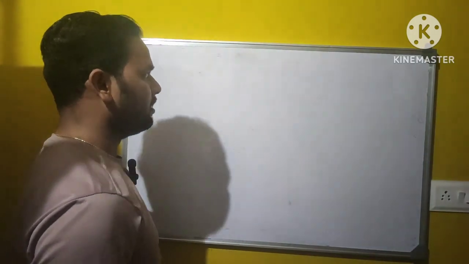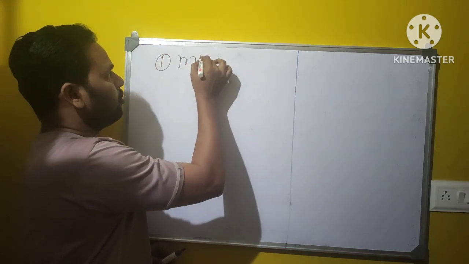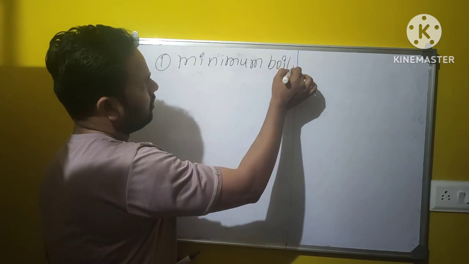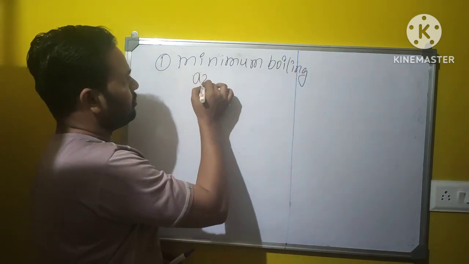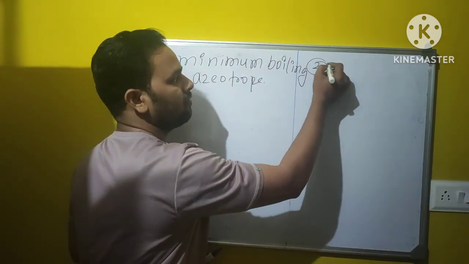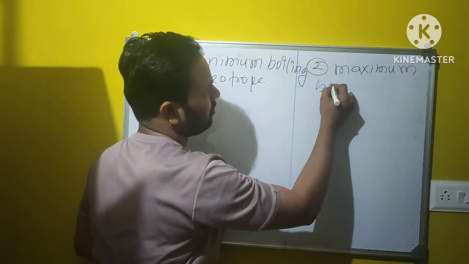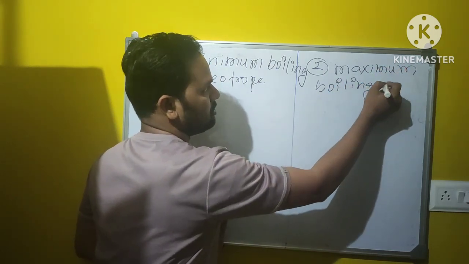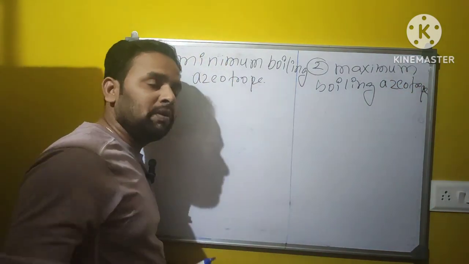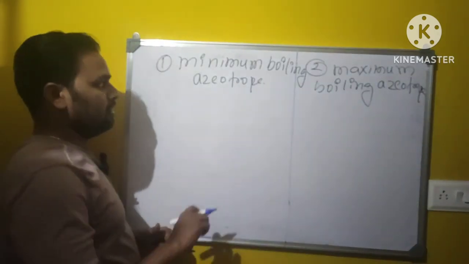Now, azeotropic mixtures are classified into two types. One is minimum boiling azeotrope, and the second one is maximum boiling azeotrope. So azeotropic mixtures are classified into two types: one is minimum boiling azeotrope, another one is maximum boiling azeotrope.